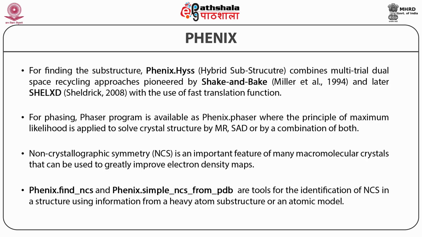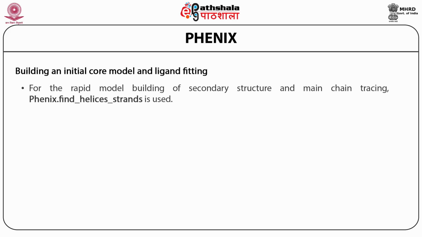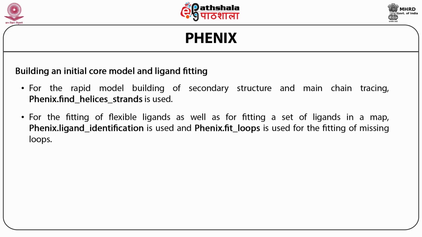an atomic model. For building an initial core model and ligand fitting, for the rapid model building of secondary structure and main chain tracing, Phenix.find_helices_strands is used. For the fitting of flexible ligands as well as for fitting a set of ligands in a map, Phenix.ligand_identification is used, and Phenix.fit_loops is used for the fitting of missing loops. So thus, Phenix can be used for main chain tracing and also for fitting a set of ligands and also for fitting the missing loops.